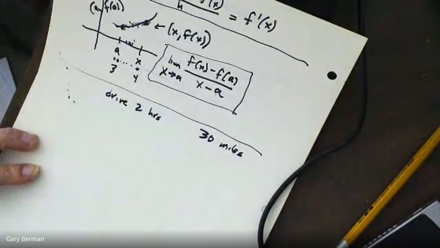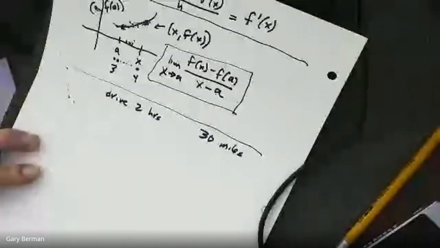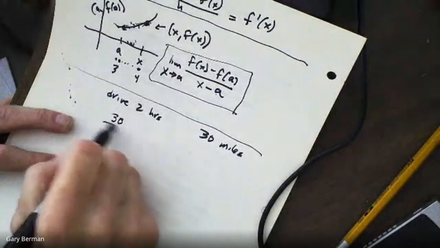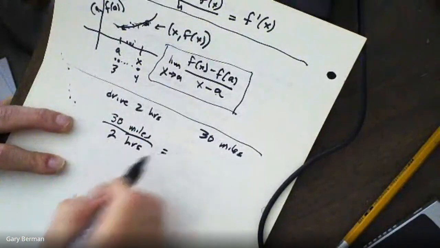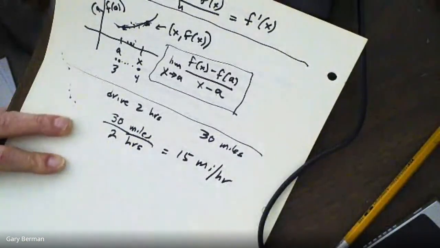So what is my speed? My velocity? If I cover 30 miles in 2 hours, what's... Come on, guys, this is a 6th grade question. You do this calculation all the time. If I drive for 2 hours and I discover I covered 30 miles, so my speed here is 30 miles over 2 hours, which simplifies to 15 miles per hour, right?